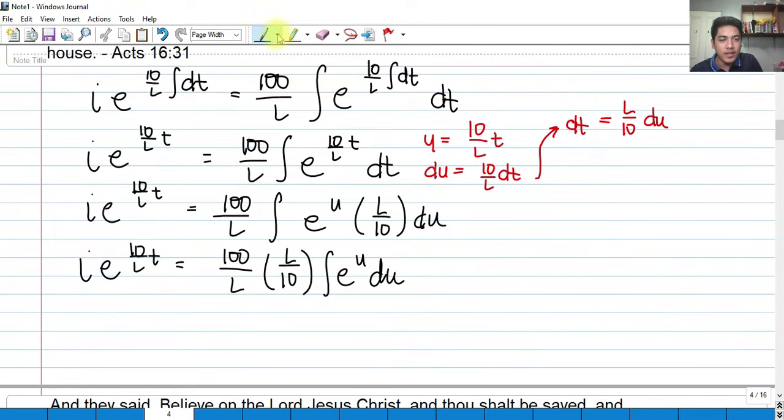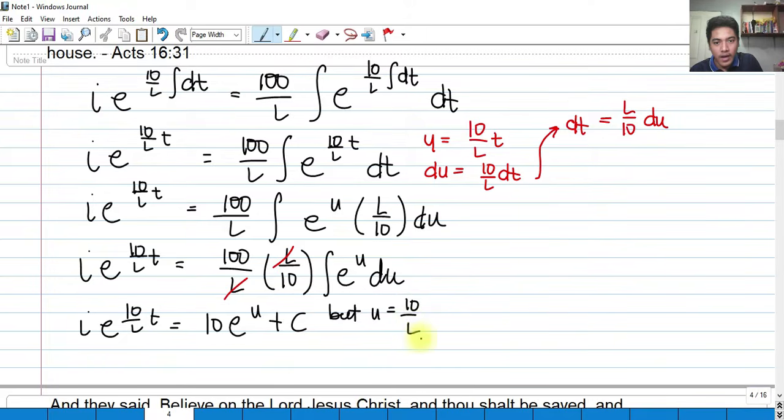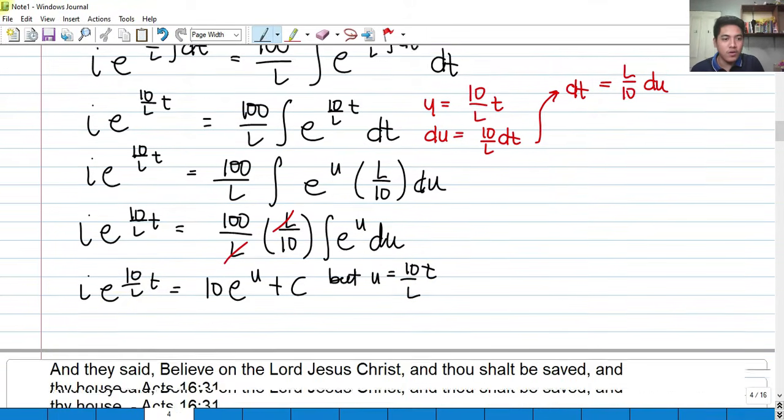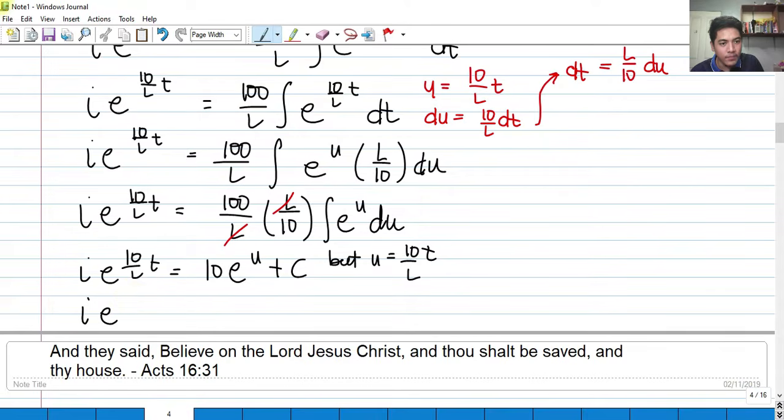So, we can see here that this would cancel out, and we have what? We have 100 over 10, that is simply equal to 10. Okay, and the integral of e^u du is e raised to u plus c. But, okay, we must back substitute the value of u. So, we have u equals 10 over L t. Okay, so that our equation will now become I e raised to 10 over L times t is equal to 10 e raised to 10 t over L plus c.